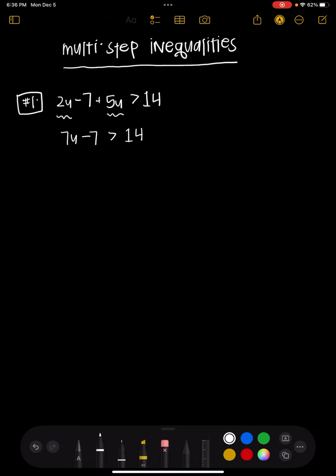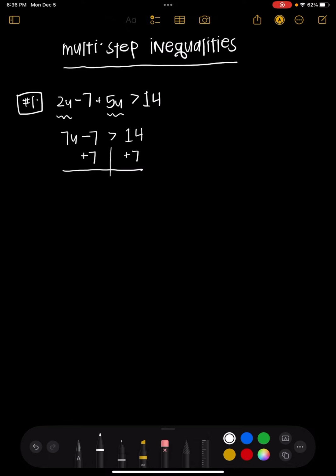Okay, now this looks more like a two-step inequality that we were solving in the last video. So what we're going to do from here is get the u by itself, which means I need to move the negative 7 and then the 7 that's in front of the u. We're going to move the negative 7 first because it's adding or subtracting. And the way we're going to move it is by adding the 7. The reason why we add is because it's a minus 7 to begin with. So to get rid of it, we have to do the opposite.